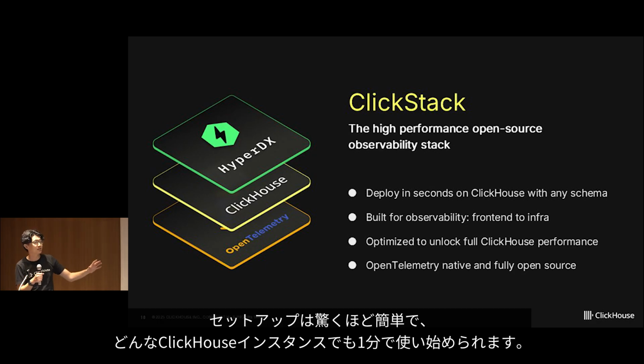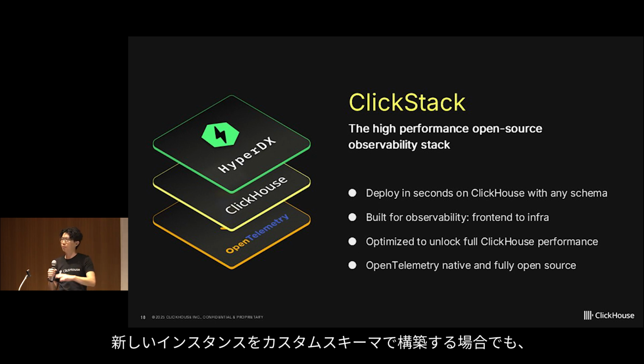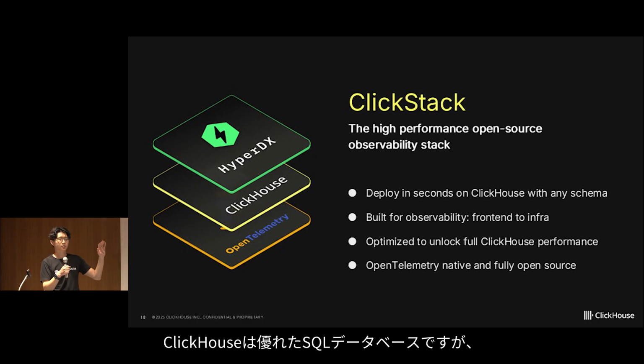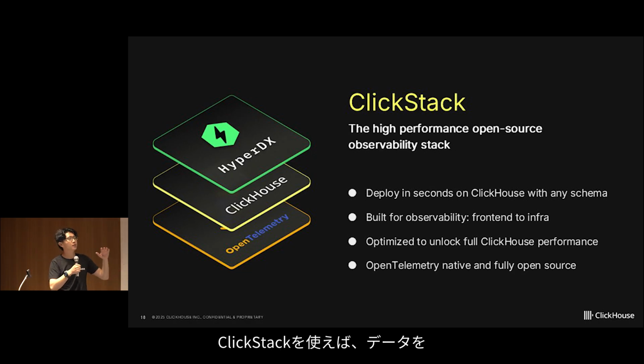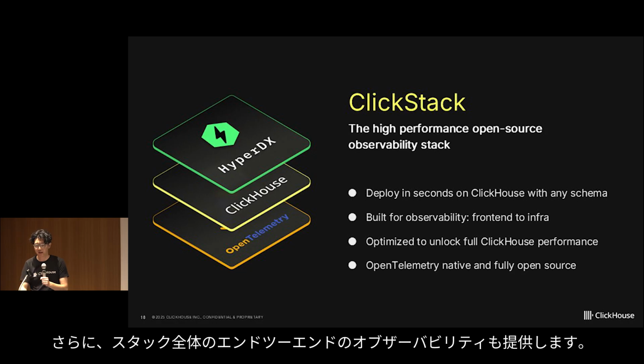It's incredibly easy to set up. You can get up and running in just a minute on top of any ClickHouse instance, whether that's an existing one that you already have all your telemetry inside of, or a brand new one set up with a custom schema. It's also built for observability from day one. So while ClickHouse is a really great SQL database, what ClickStack allows you to do is query your data using a more concise and user-friendly Lucene syntax as well.